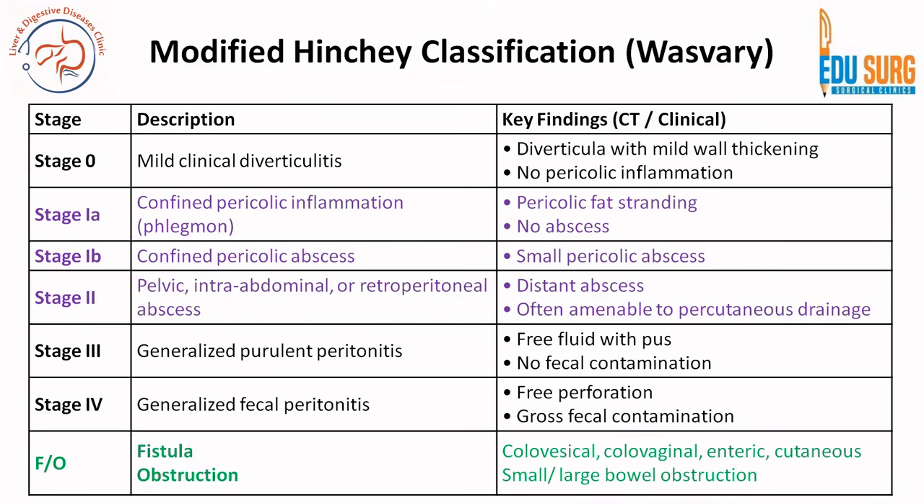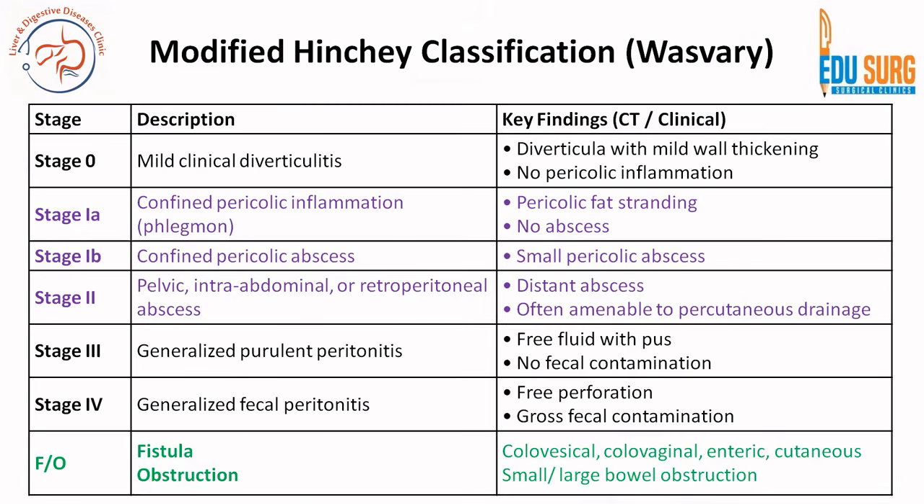3 is purulent peritonitis, 4 is fecal peritonitis, and F and O are basically fistula and obstruction. So this is the Wasvary modification. 1A and 1B are phlegmon or abscess. 2 is a distant abscess, which is pelvic, intra-abdominal or retroperitoneal. 3 is generalized purulent peritonitis. 4 is generalized fecal peritonitis.